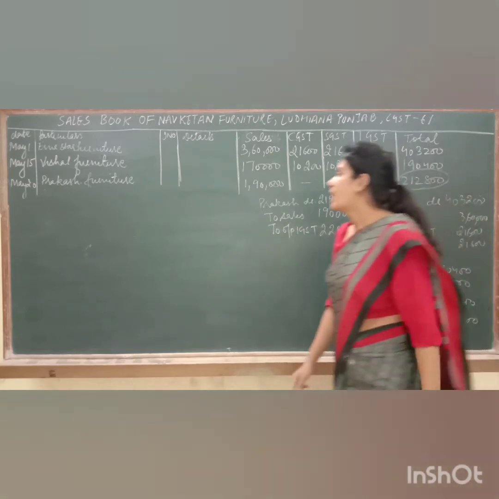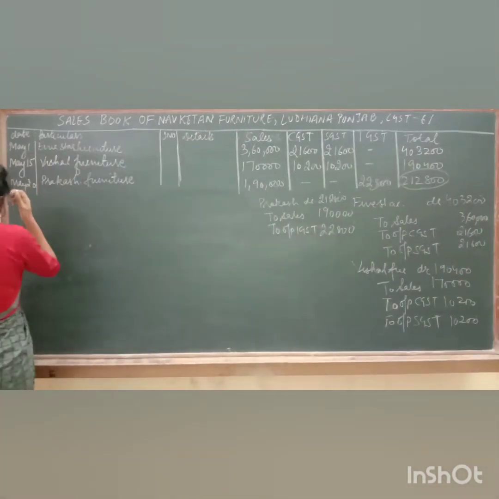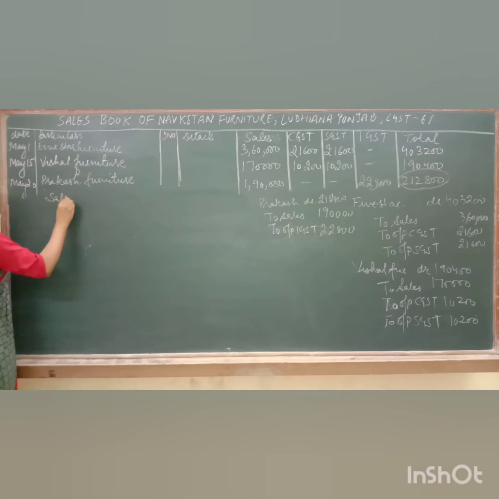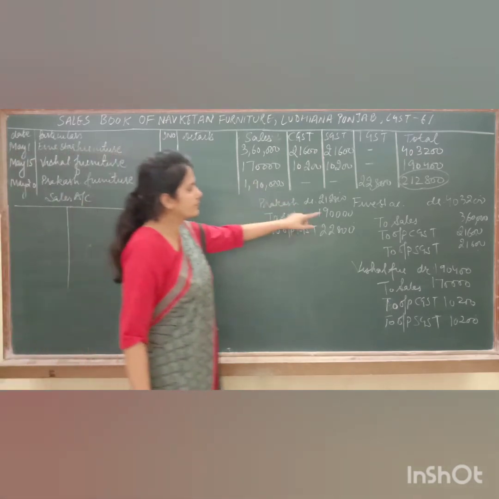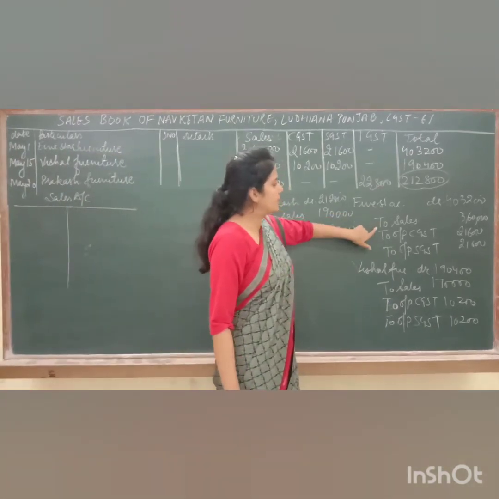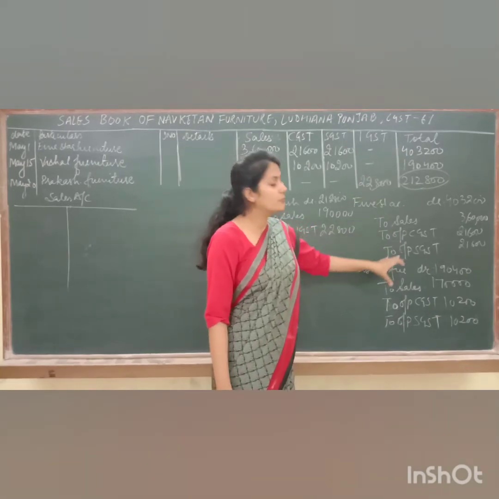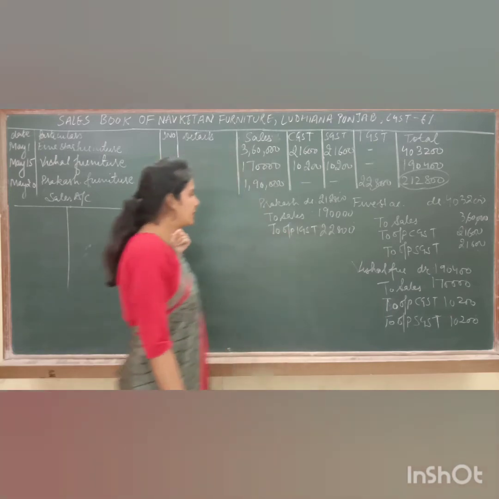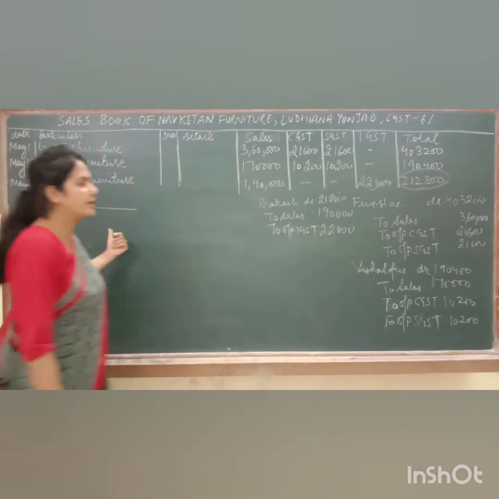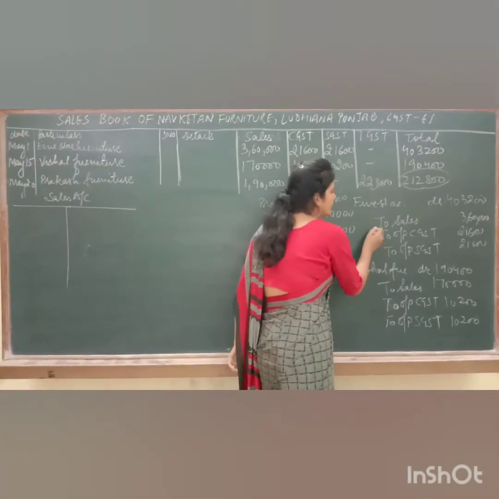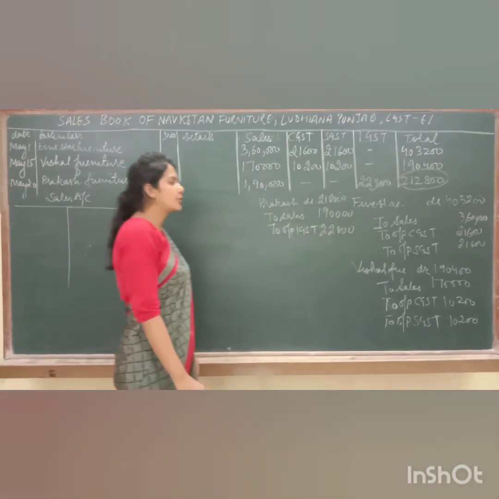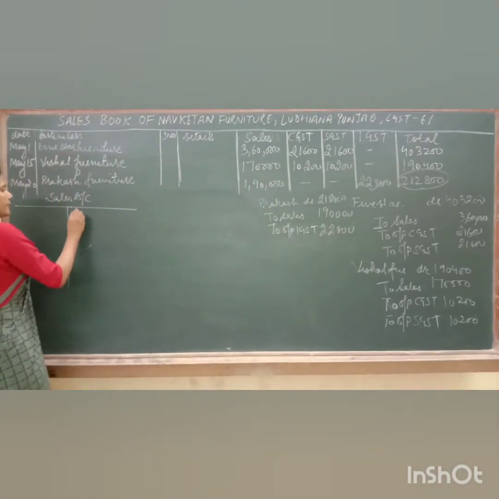Now let's see how to prepare, first of all, the sales account from these entries. First, Five Star debited to sales, to output CGST. First of all, you have to check out of these four accounts which account I am preparing right now. I am preparing the sales account right now. So check, the sales account is credited in this entry. So we are going to record this entry on the credit side.